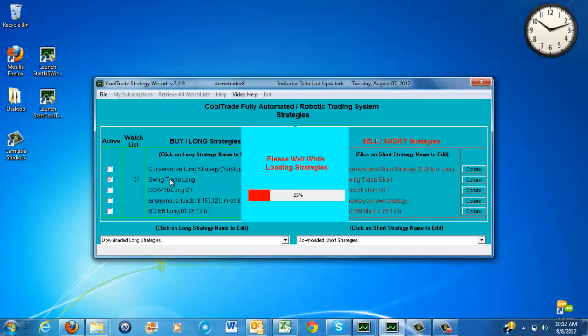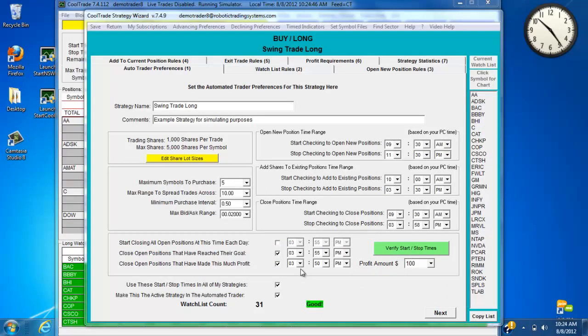It's loading up. It's called the swing trade long strategy, and then we also have the swing trade short strategy. So it's carrying out a long and a short strategy simultaneously. And this particular strategy is looking for stocks that are in long-term uptrends or long-term downtrends. And here we go. The strategy wizard is now loaded. The strategy wizard is the back end of the system where we create our strategy. It's made up of 7 tabs. It's all point and click, no programming required, and very easy to use.